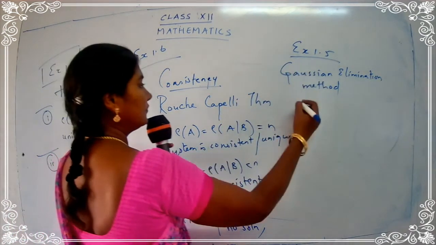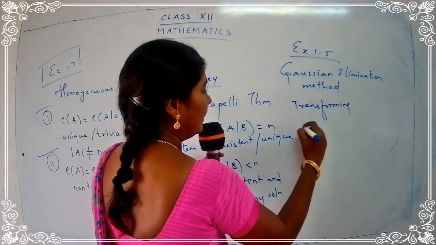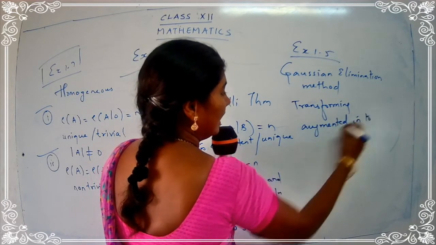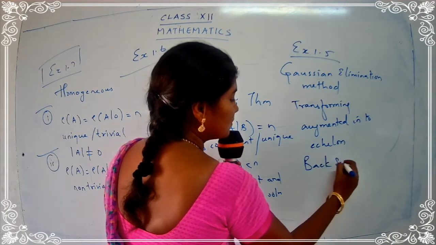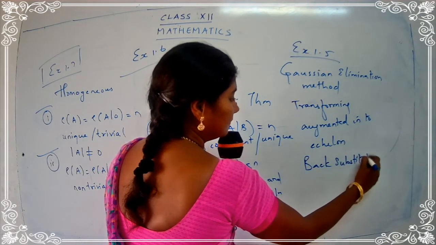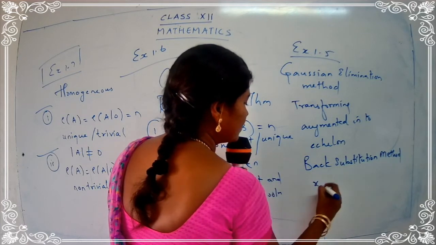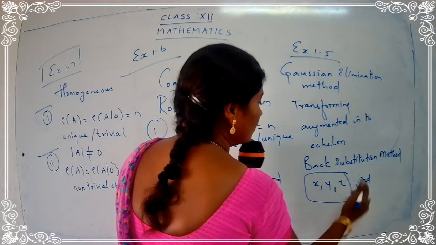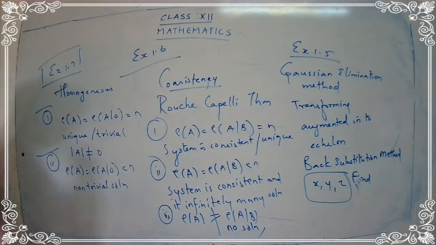So here, transforming augmented matrix into echelon form, and you have to use back substitution method and find the unknown values, that is x, y, z. So fine. Okay, children? So this was from exercise 1.5. Okay, so I hope you know all these things.